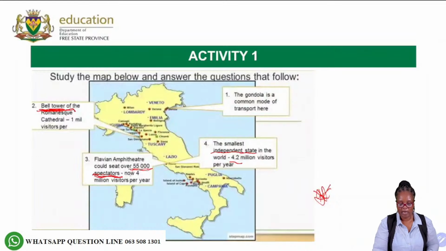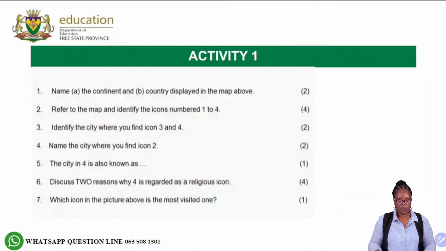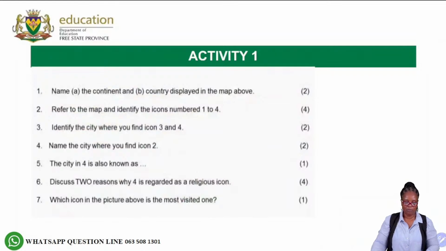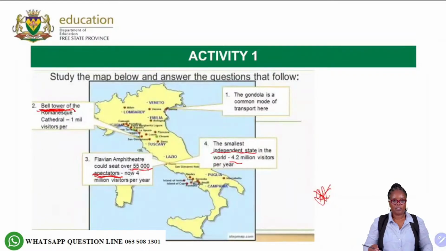And number 4 is the smallest independent state in the world. This one is found where? In Rome also. Then, let's go to number 4. Name the city where you'll find icon 2. Where is icon 2? We know that 3 and 4 is Rome. Then icon 2. Let's go back to our map, our question.